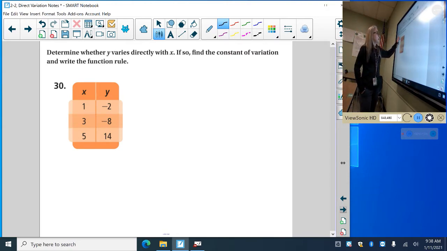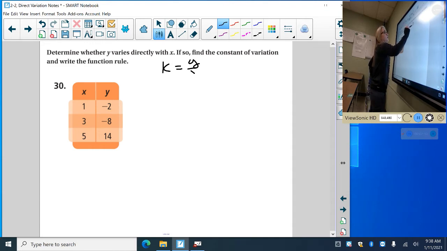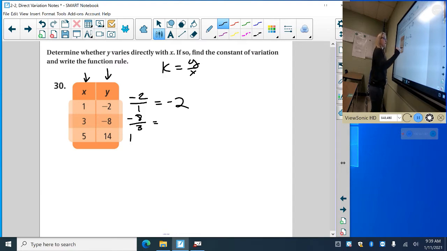So we know that k equals y over x. We just determined that, okay? And this is y, and this is x. Since that's the case, for each and every point, I'm going to put y over x. So I have negative 2 over 1, which is negative 2. For this one, negative 8 over 3, which just stays negative 8 over 3. And for this one, I have 14 over 5.